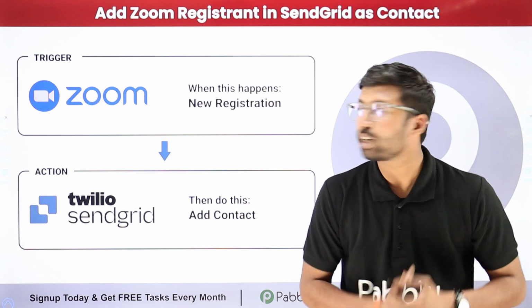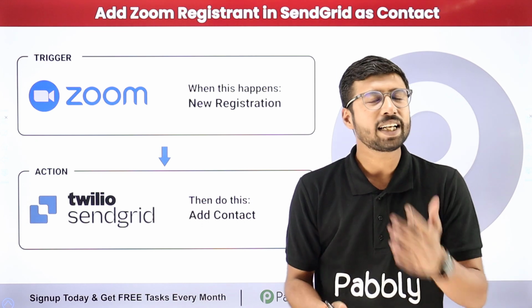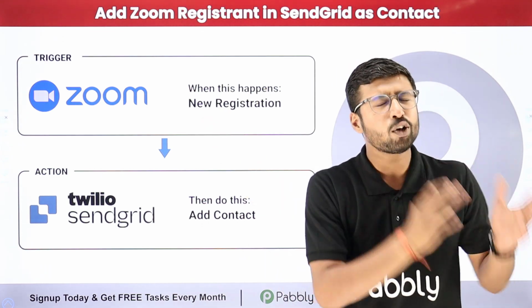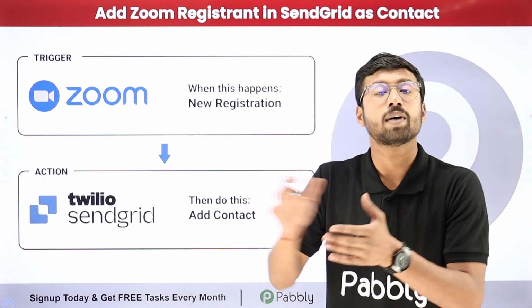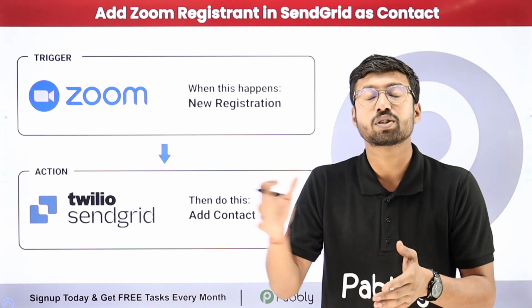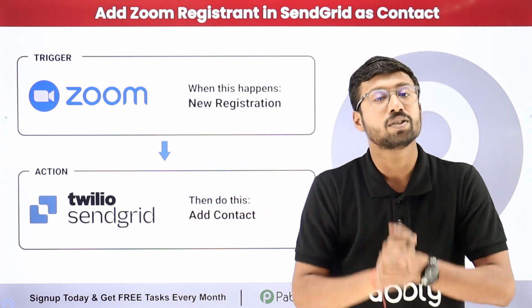So in this video, we are going to learn how to add Zoom registrant in SendGrid as contact. Let's say you are conducting an online webinar or meeting using Zoom, and you have created a registration page in Zoom as well for the meeting or the webinar. Now you want that whenever a user registers for the meeting, you add the same person in SendGrid as a new contact.